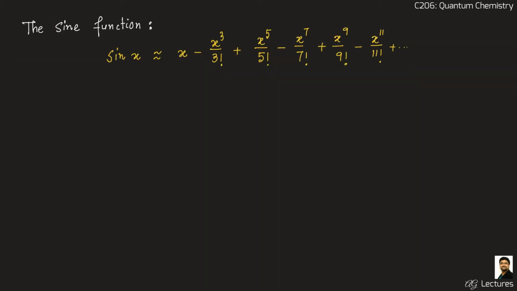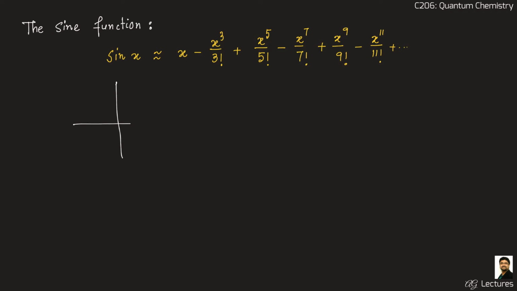So let us talk about the sine function. We all know that sine x can be expanded in an infinite power series. It's called the Taylor expansion of sine x, and it is given in this particular form: x minus x cubed over factorial 3 plus x to the power 5 over factorial 5, and so on and so forth.